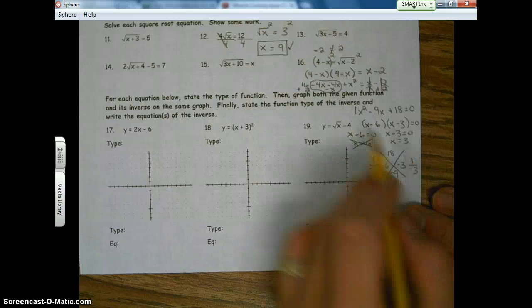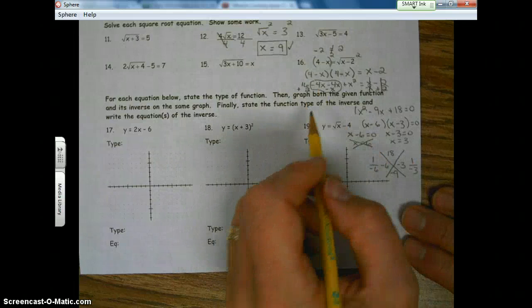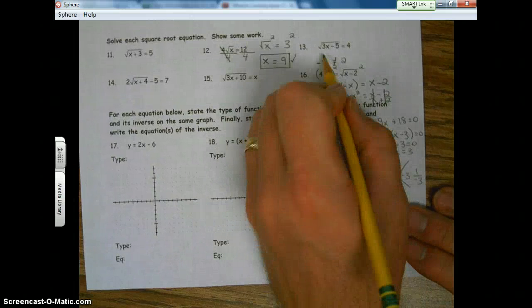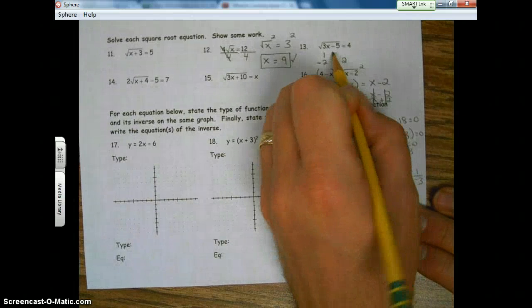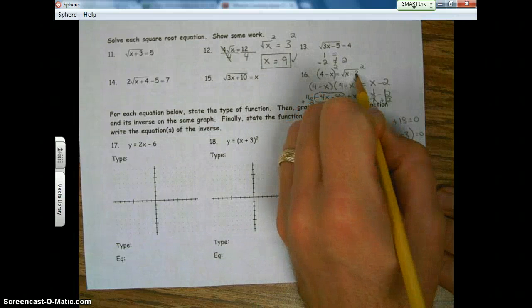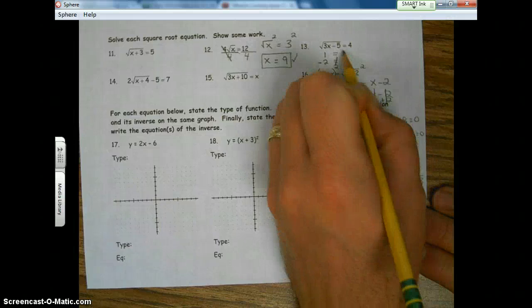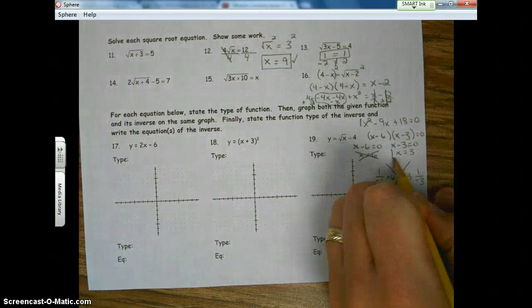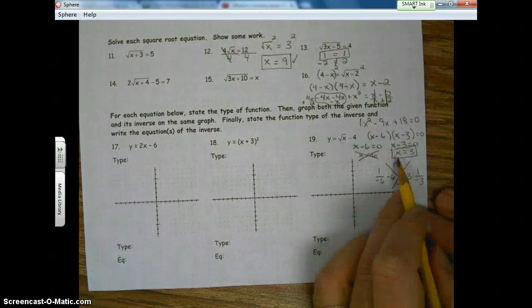Let's try 3. 4 minus 3 is 1. Let's see, 3 minus 2 is 1. The square root of 1 is 1. And that works. So x equals 3.